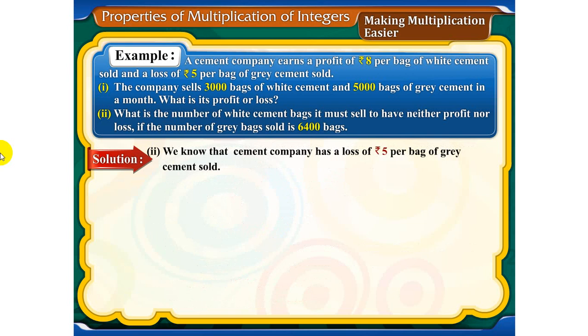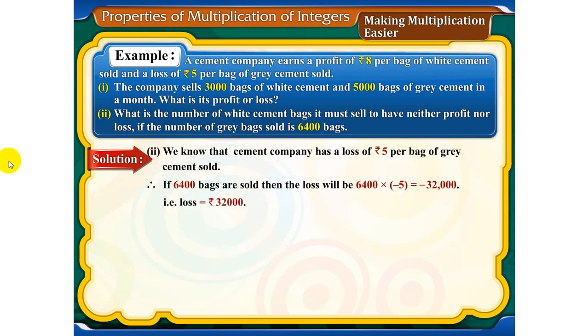2. We know that the cement company has a loss of 5 rupees per bag of grey cement sold. Therefore, if 6,400 bags are sold, then the loss will be 6,400 multiplied by minus 5, which equals minus 32,000 rupees. That is, loss is equal to 32,000 rupees.